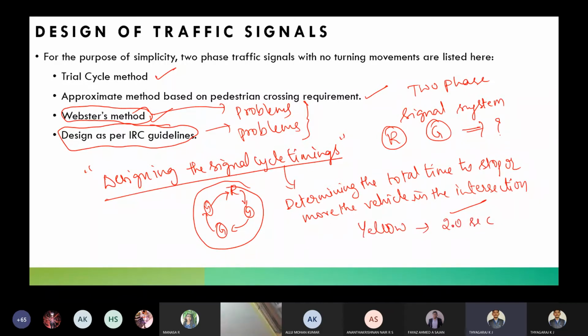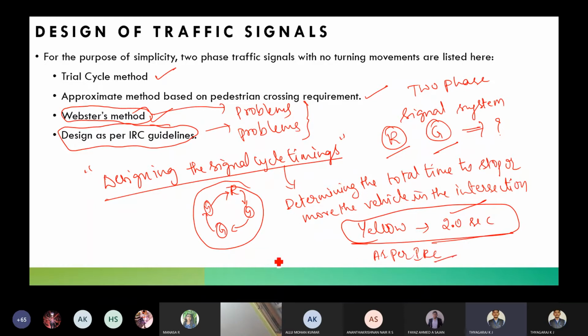So remember, we are going to design the traffic signal for two phases. One is a red time and another one is a go phase. That is, a green phase and red phase will be designed, but the yellow phase or amber phase is fixed as per IRC. As per IRC, it is fixed for 2 seconds.